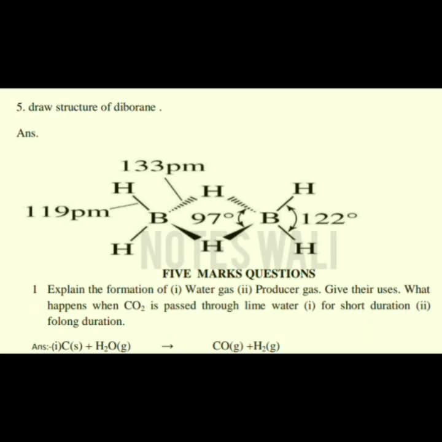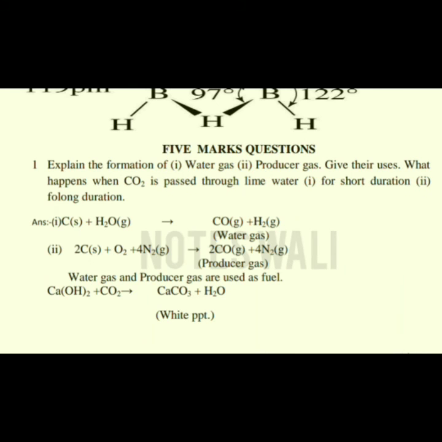Now comes the 5 marks question. The first question is given in parts, and we have to explain the formation of water gas and producer gas, also give their uses, and the next part is what happens when CO2 is passed through lime water for a short duration and for a long duration.